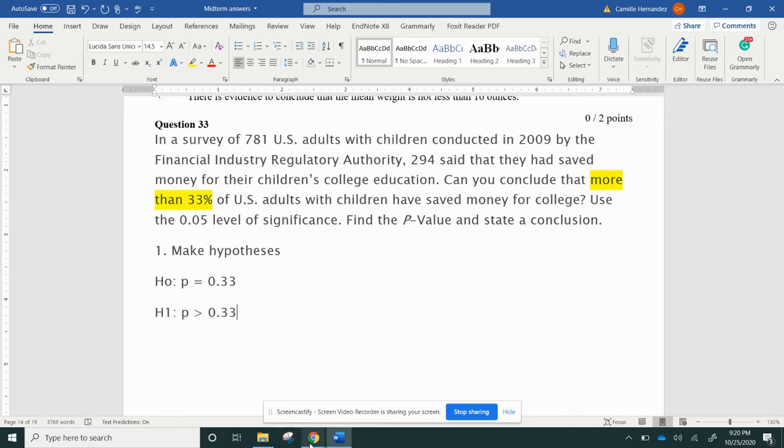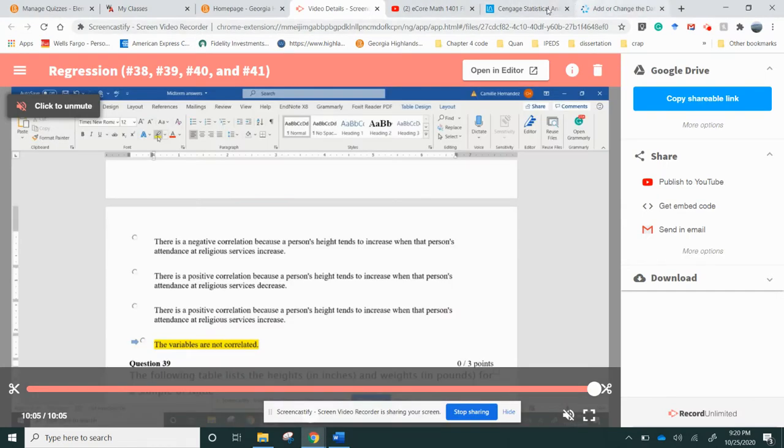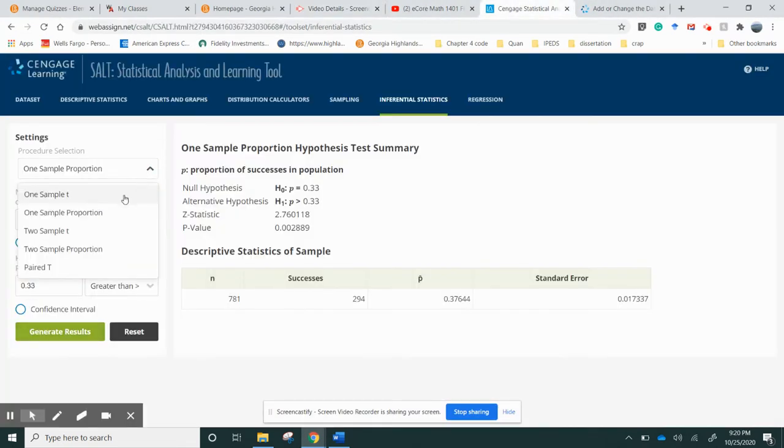All right. Next thing I need to do is go to SALT and put stuff in here. The important things are I have 781 right here, and then I have 294, and I have my level of significance. So if I go to SALT, I'm going to go to inferential statistics, do one sample proportion. The number of successes is going to be your lower number, so that's 294.